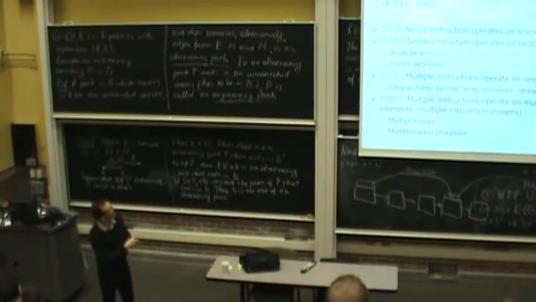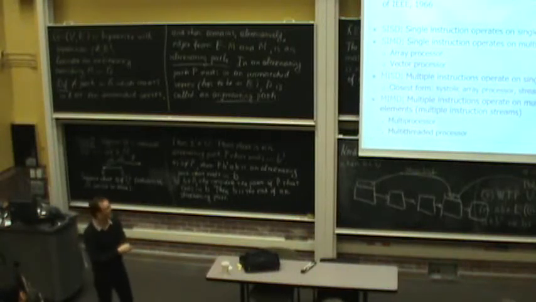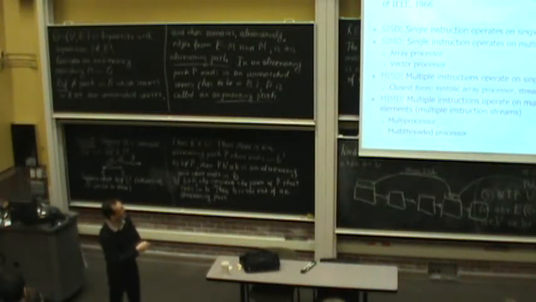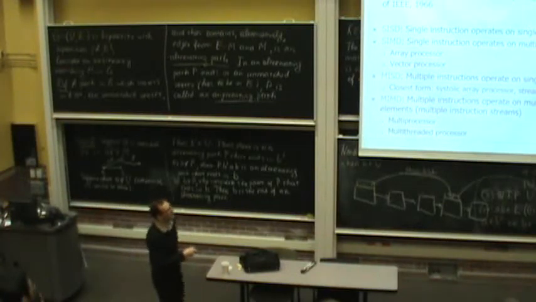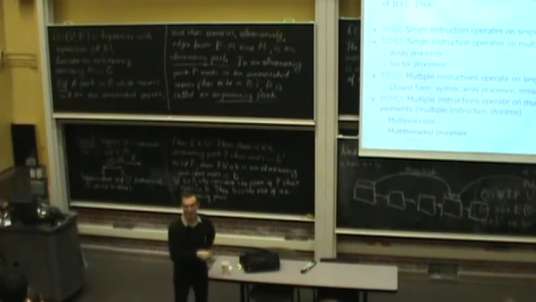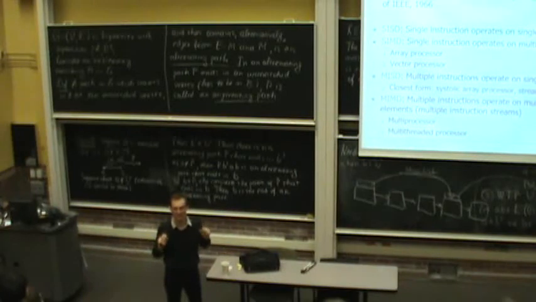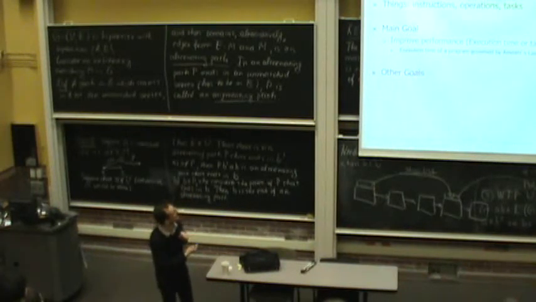Remember, this is a slide that we've covered before. This was a taxonomy of computers, Flynn's taxonomy: single instruction single data, single instruction multiple data, multiple instruction single data, and multiple instruction multiple data. We're going to cover this part now. Multiple instructions operate on multiple data elements, meaning you have multiple instruction streams that are executed. And multiprocessors or multi-threaded processors are like that.